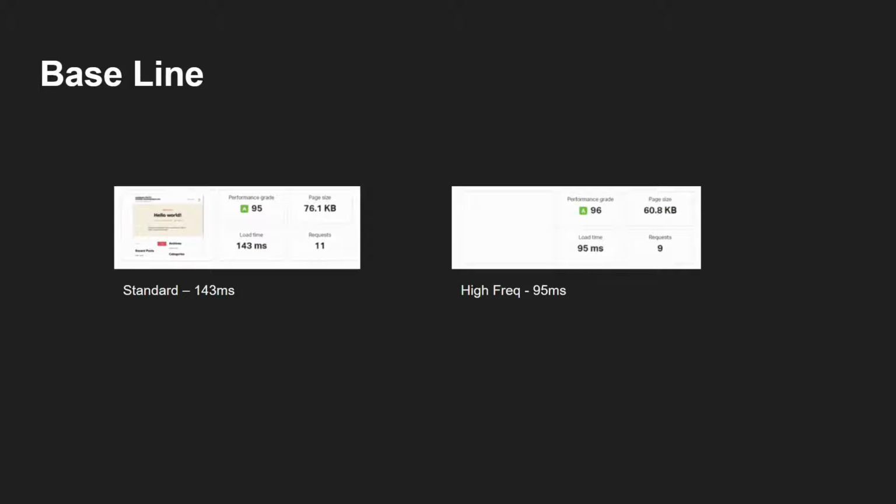So I'm basically ignoring a lot of the grading, the page size, and the requests, and just focusing on the load time, because I really do believe that that's all that really matters when it comes to these. So focusing on those 2 numbers, we have 143 for standard, and we have 95 for the high frequency. So a good improvement, okay? And just one other thing is I only ran these tests once. I could have done them multiple times, but I wanted to do a quick test.